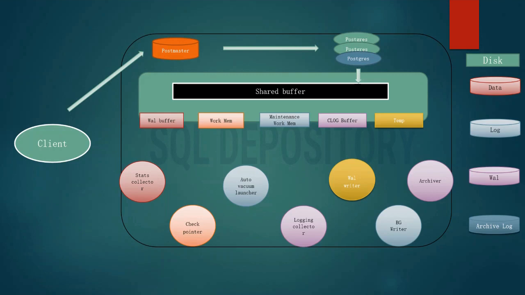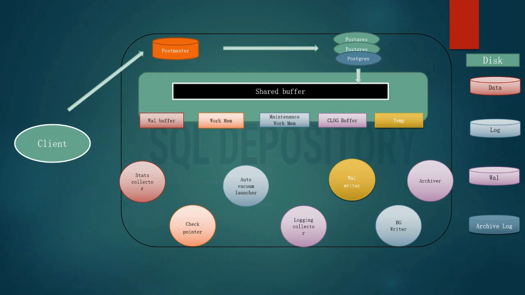And this is the detailed architecture of Postgres, in which you have the client which requests for the data or requests for the connection. And Postmaster is the process which will receive this request first, and it will authorize and authenticate the request. Once the authorization and authentication is done, it will create a Postgres process.